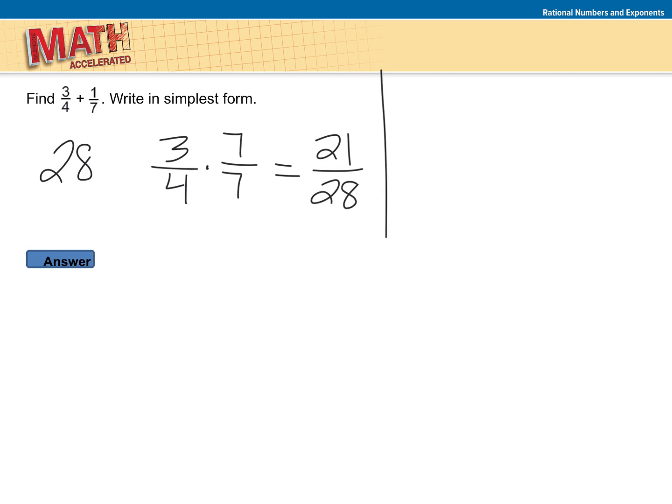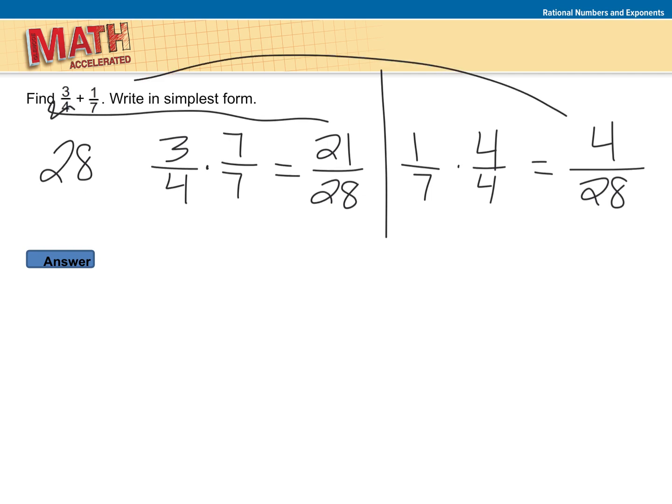Okay, now I need to do the same thing with 1/7. How do I get 1/7 to be a denominator of 28? Multiply by 4. So 7 times 4 is 28. What's 1 times 4? 4. Now I just replace what we started with. Okay, so I have 21 over 28 plus 4 over 28.